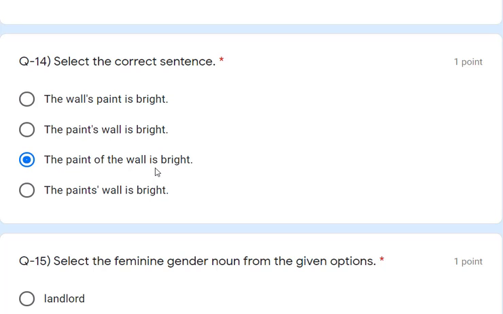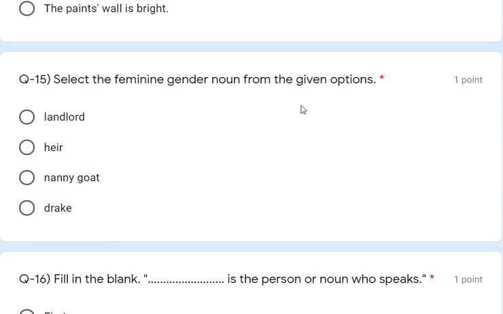Now you see question number 15. Select the feminine gender noun from the given options. So what we need to do, we need to select the feminine gender noun. So landlord, heir, nanny goat, or director. So which one is the correct one? Nanny goat is the feminine. That is the correct answer.